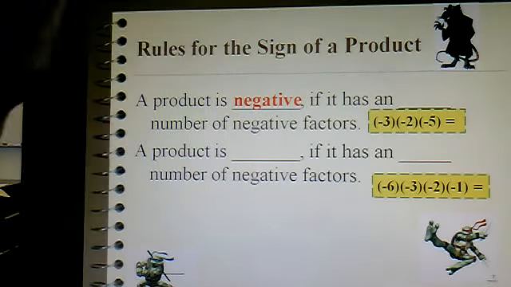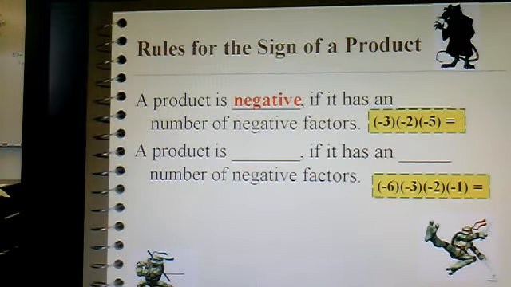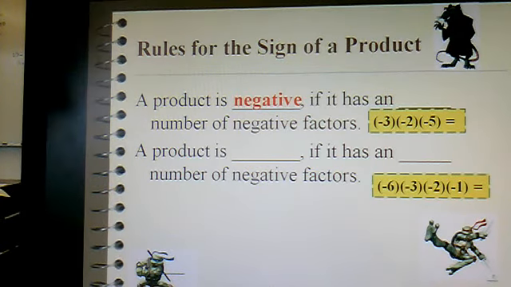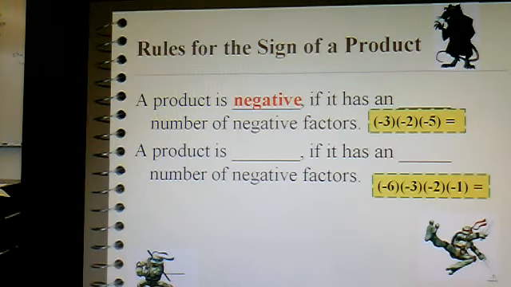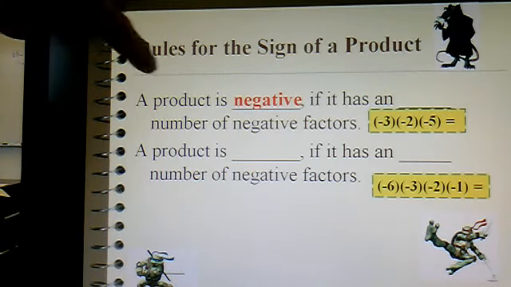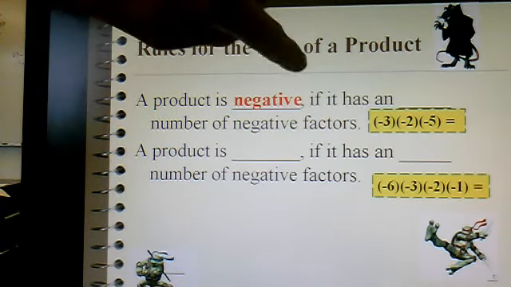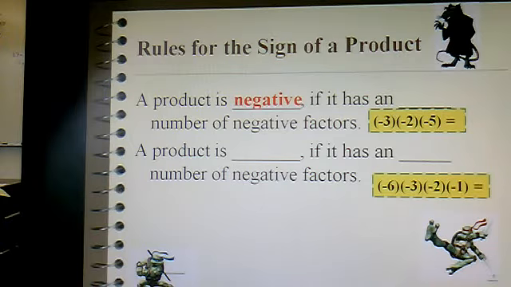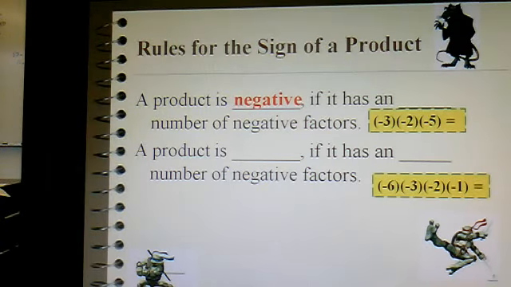Alright guys, I'm hoping you tried this on your own. You have 3 blanks to fill in there, and I wanted you to just pause this and try it on your own before you get into the next video. So a product is negative if it has a blank number of negative factors. I'm talking about a number of negative factors. You could say 1 or 2 or 3 or 4 or 5 or 6, but I want to have sort of a universal word here.